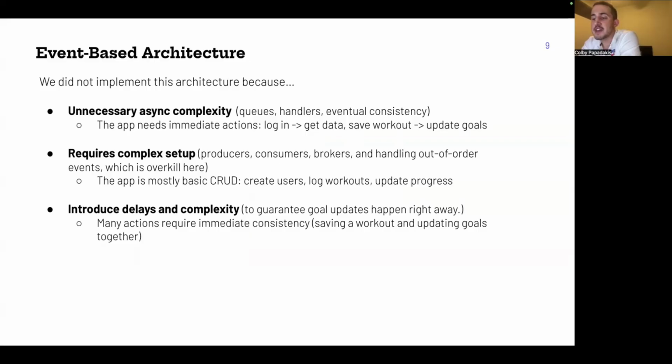Second, there's a complex setup. Event-based systems require producers, consumers, message brokers, and handling out-of-order events. Our app is mostly basic CRUD, create users, log workouts, update progress, so this setup is going to be overkill. Third, delays and complexity. Many actions need immediate consistency, like saving a workout and updating goals together. Event-based architecture would introduce delays and complexity that we don't need.